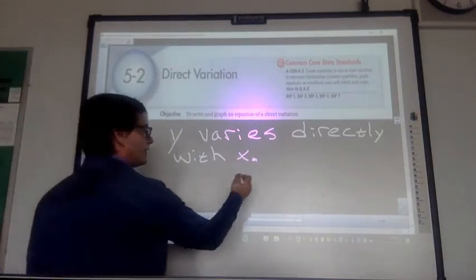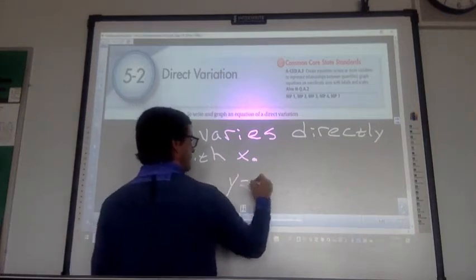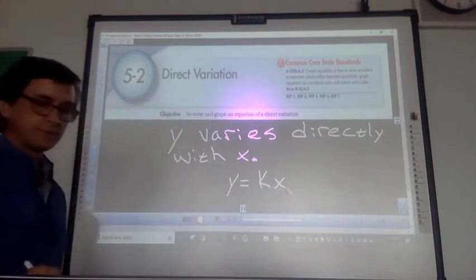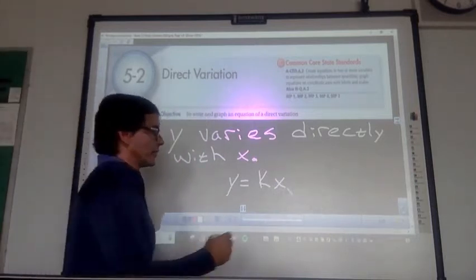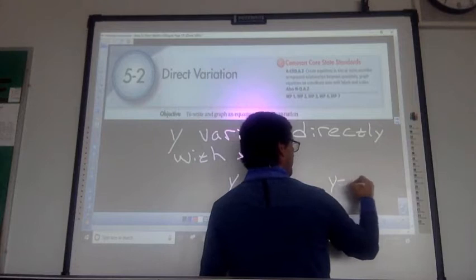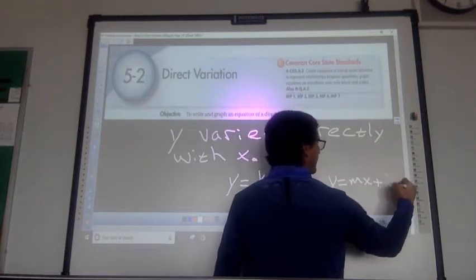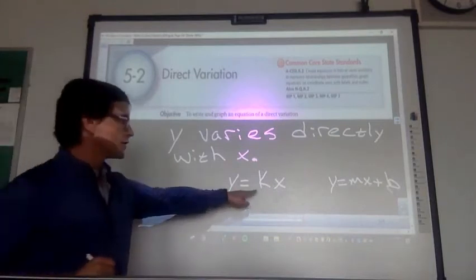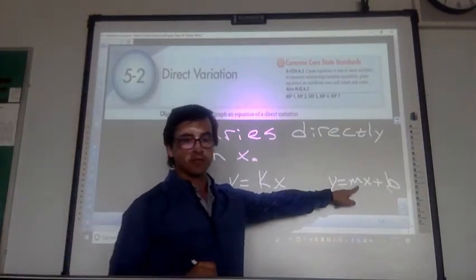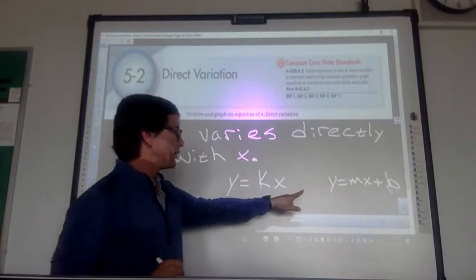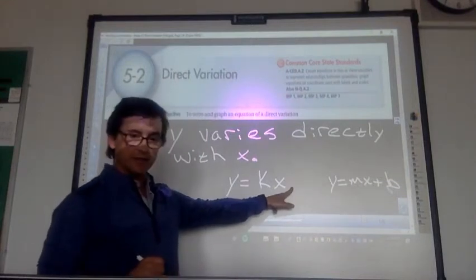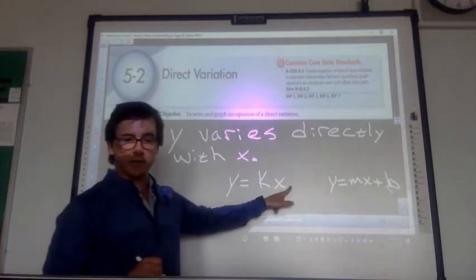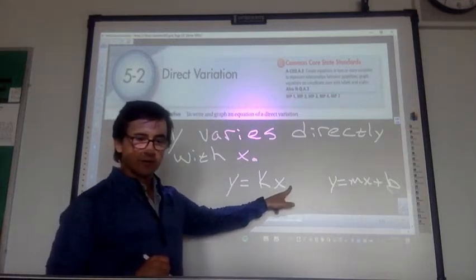Okay, so the equation that goes with that is y equals kx, which looks very similar to y equals mx plus b. So the k is in the same position as the m. There is nothing after the x. So what does that mean the b is in this direct variation equation? That is the question.